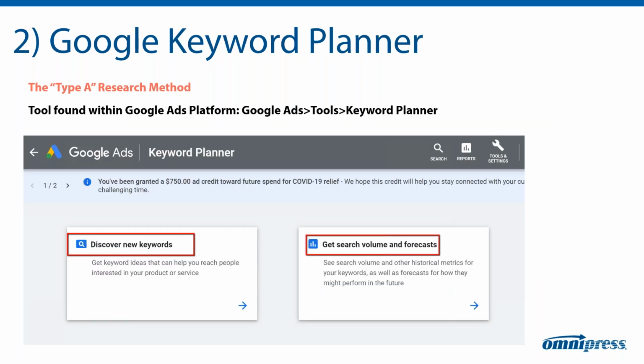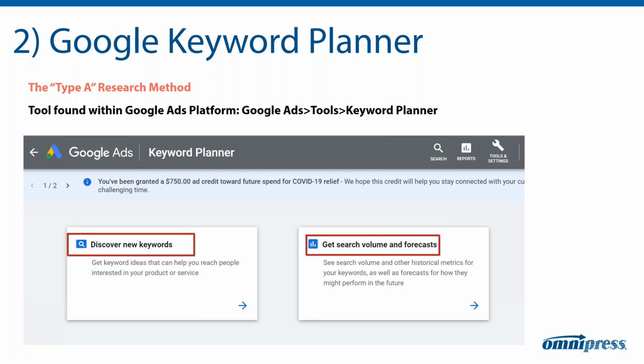Method number 2 is Google Keyword Planner. Now, this is the type A research method. So if you're really wanting to be accurate and precise in your keyword targeting, you're going to want to do a little bit more research into some of these terms. And the way that you do that is through this tool, Google Keyword Planner, which is actually a tool found within the Google Ads platform. So if you have a Google Ads account, log in. If you don't, sign up for one, it's free, and go to the tools section and then Keyword Planner.